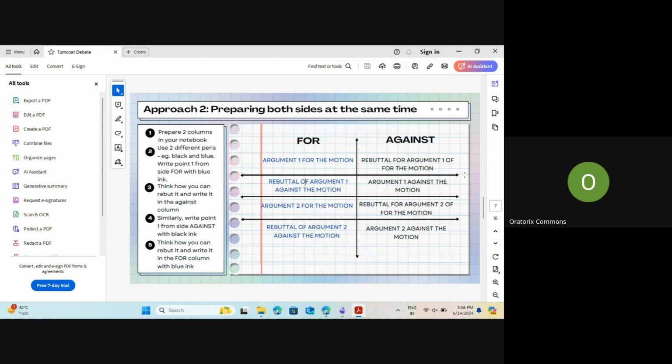Cool. So that was argument 1 for the motion. I first thought of it, and after that I thought of its rebuttal from against the motion. Okay. Now I will think of an argument against the motion. For the argument against the motion, I need to say that standardized testing should be there. It should not be banned. So what will I say? Look, standardized testing should be there and should not be banned.